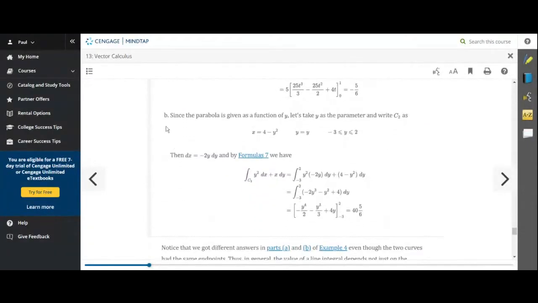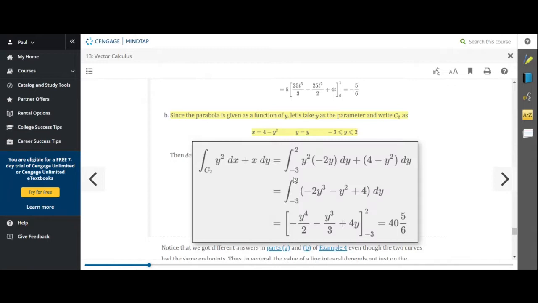Then in part B, we'll let x equals 4 minus y squared, and y will just be itself, and y goes from -3 to 2. Incidentally, we could have let x equals 4 minus t squared and y equals t, and t goes from -3 to 2. That would have been okay too. I tend to like to always let t be my parameter, but you can let y be the parameter. And if you do this, you end up getting what you see here for the sum of the line integrals.